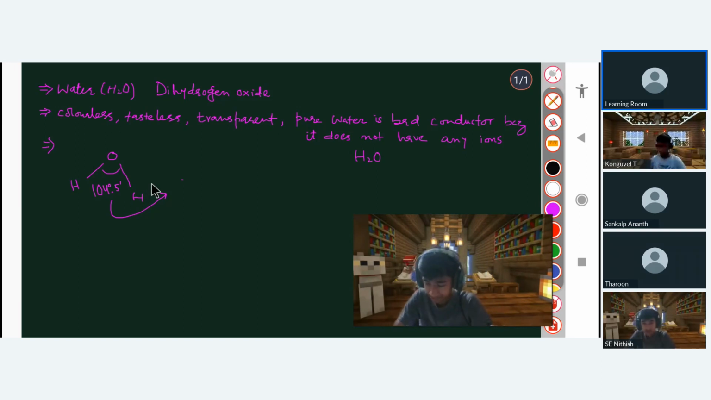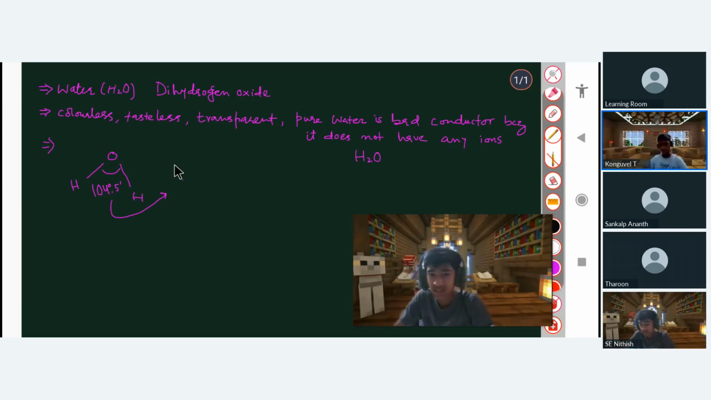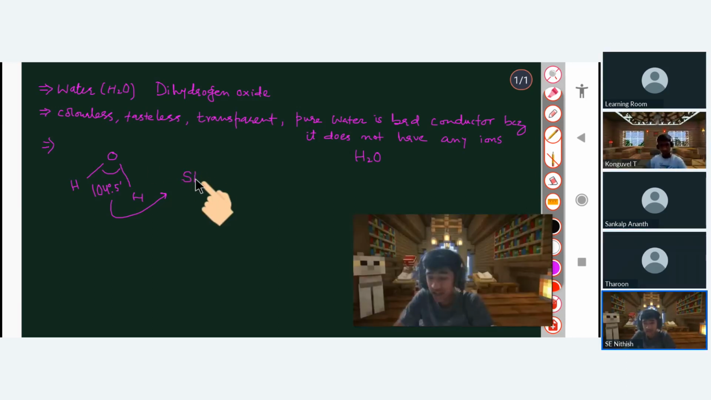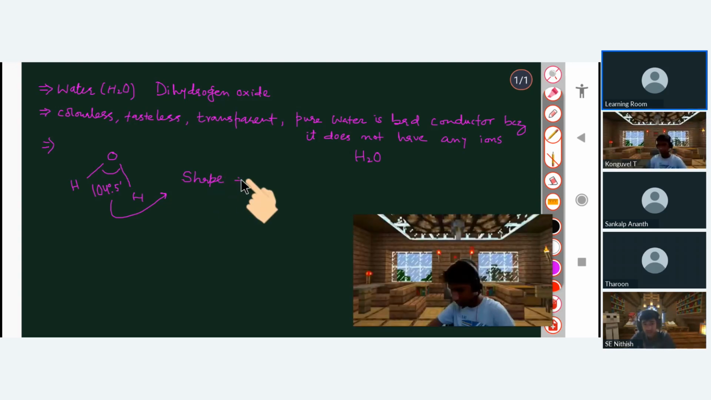The important thing here is that this water molecule is having which shape? What will be the shape here? The angle is 104 degree 5 minutes. It is not a triangle. The shape is bent shape, or we also call it V shape.